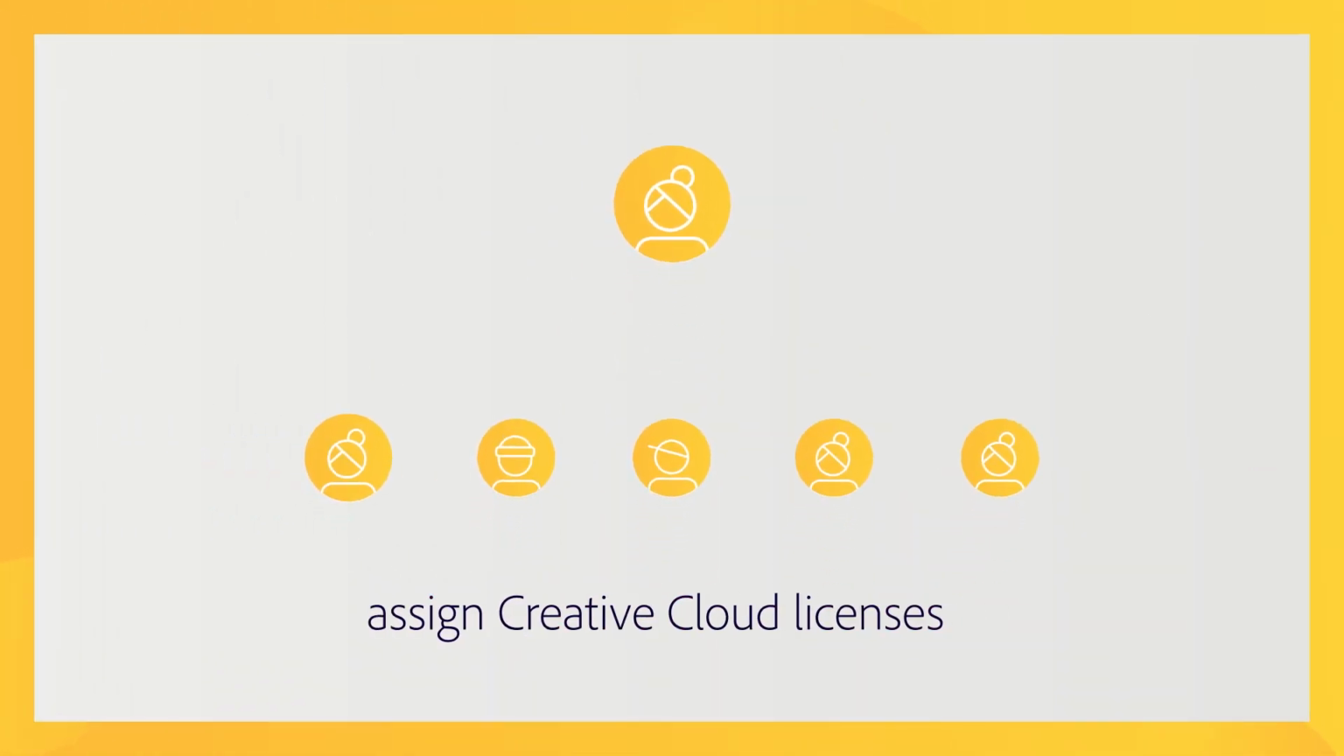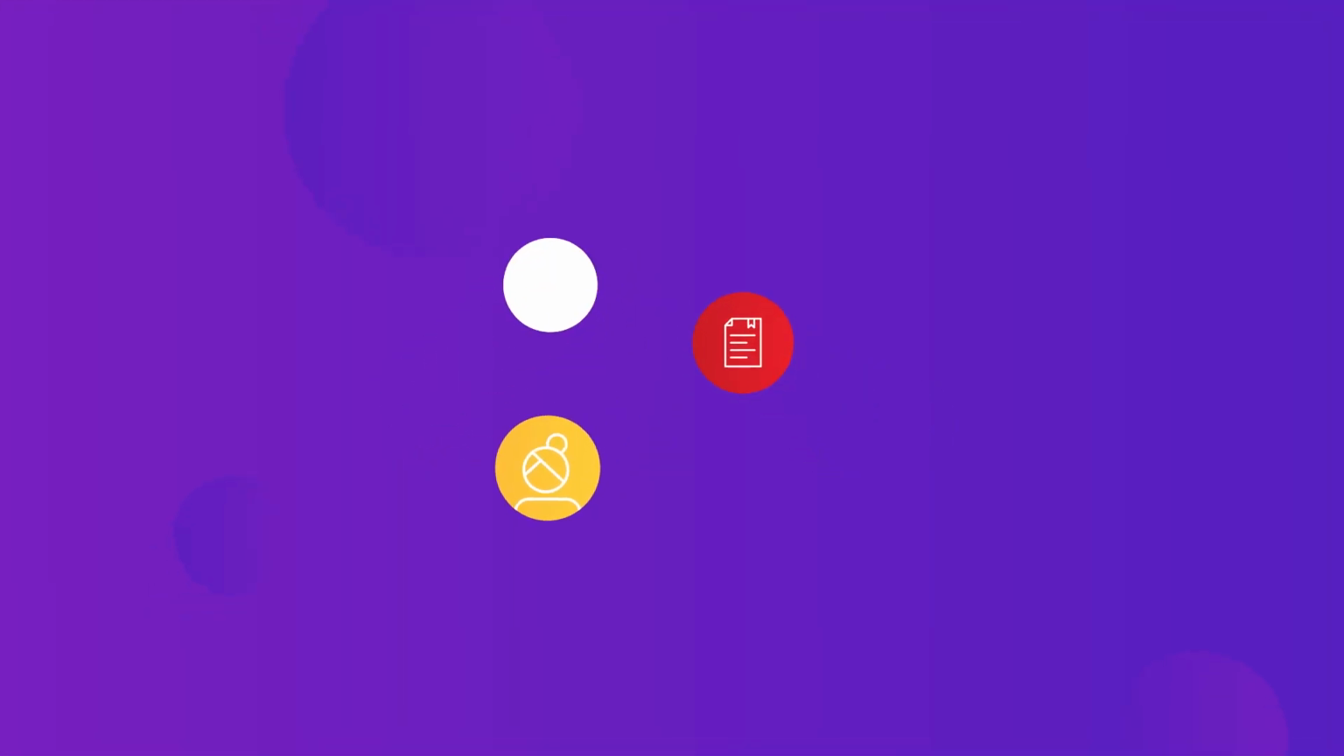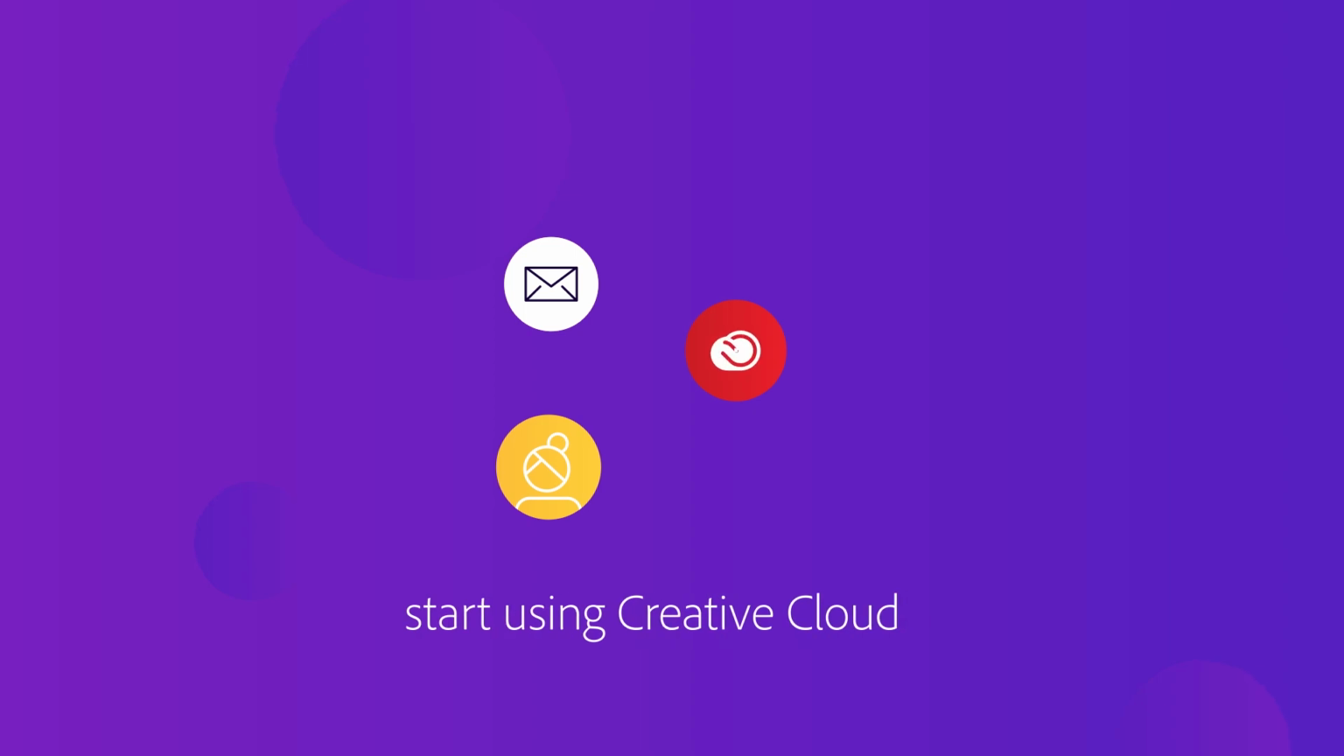As a team admin, you can assign Adobe Creative Cloud licenses to your fellow designers by simply clicking their name and choosing the appropriate license. Once a user is assigned a license, he or she will receive a welcome email, after which the user finalizes the account details and can then start using Adobe Creative Cloud.